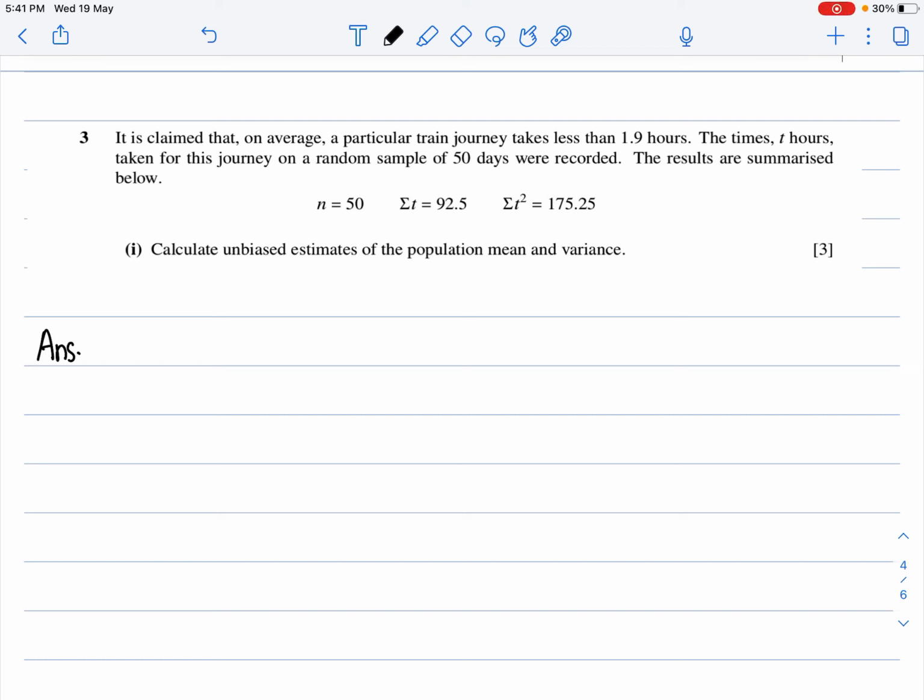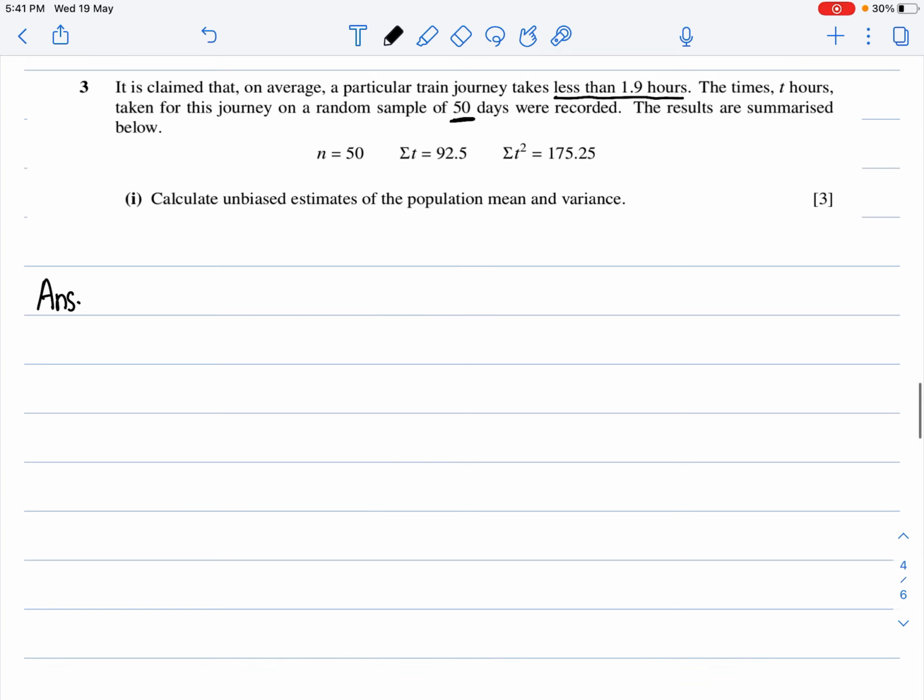This is the third question of the paper. It is claimed that on average, a particular train journey takes less than 1.9 hours. They take a random sample of 50 days, and now we need to calculate the unbiased estimates of the mean and variance.